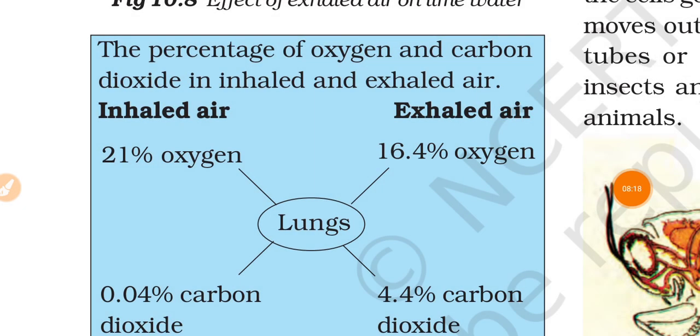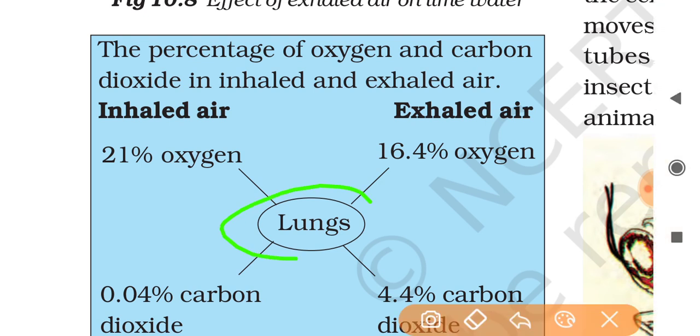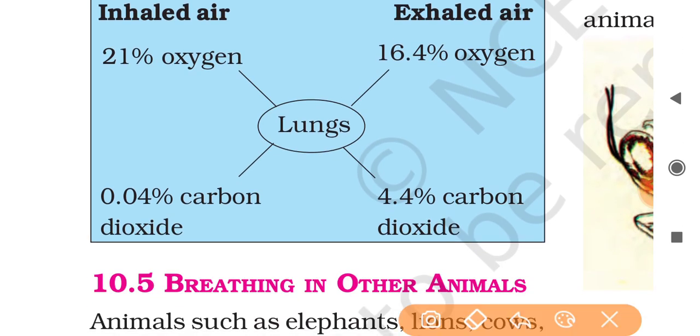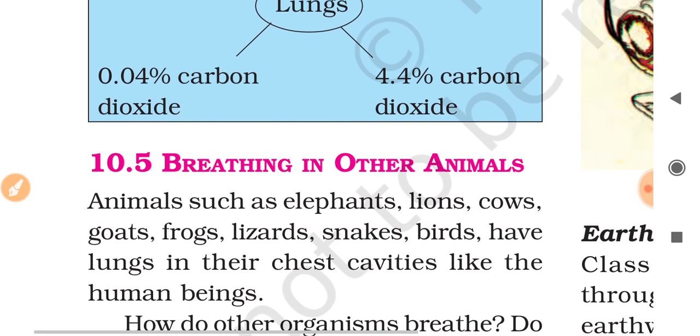Here, the percentage of oxygen and carbon dioxide in inhaled and exhaled air is given. Okay, so suppose these are our lungs, and 21% of oxygen we inhale and we exhale 16.4% oxygen, and in the same way we inhale 0.04% of carbon dioxide and exhale 4.4% of carbon dioxide.